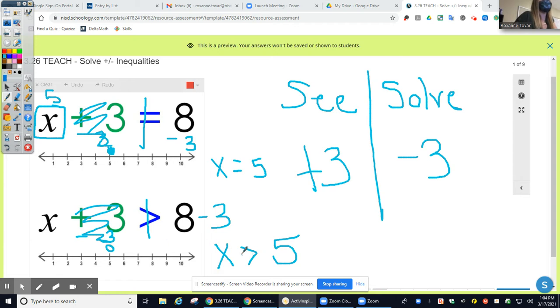And then we would shade all the values to the right. See how the inequality tells us which way to shade? We would shade it all the way to the right. Anything that's greater than 5, we would shade on our graph because that means 6 is greater than 5, 7 is greater than 5, 8 is greater than 5, and so forth. So all these values could be true for x. Here, for an equation, you can only have one true value. For an inequality, you can have more than one.